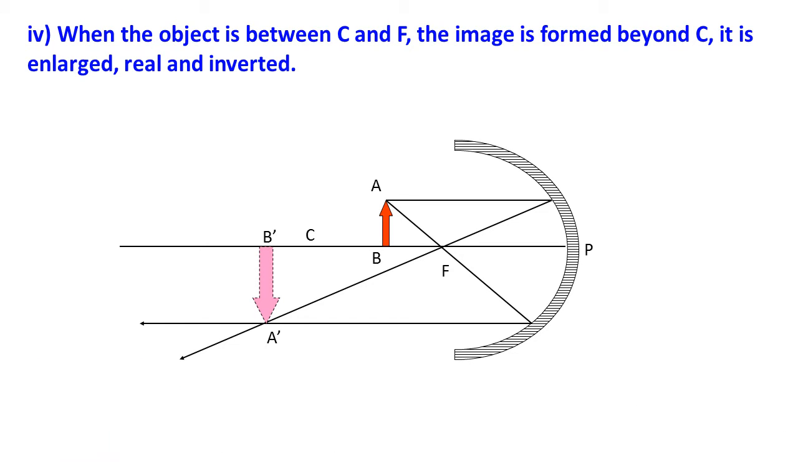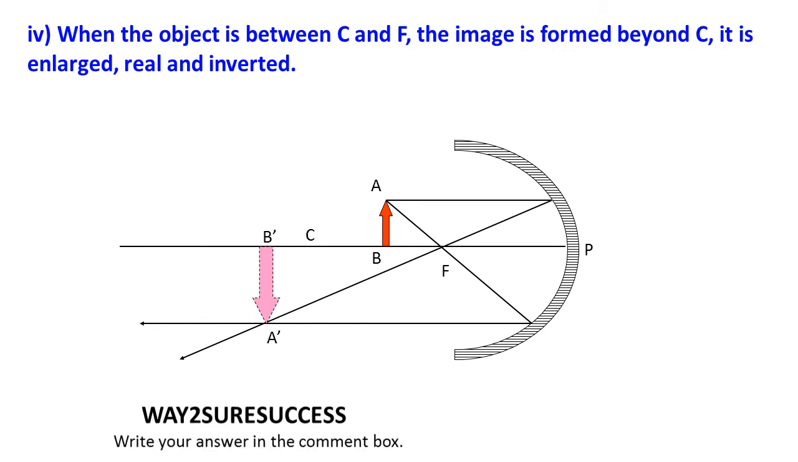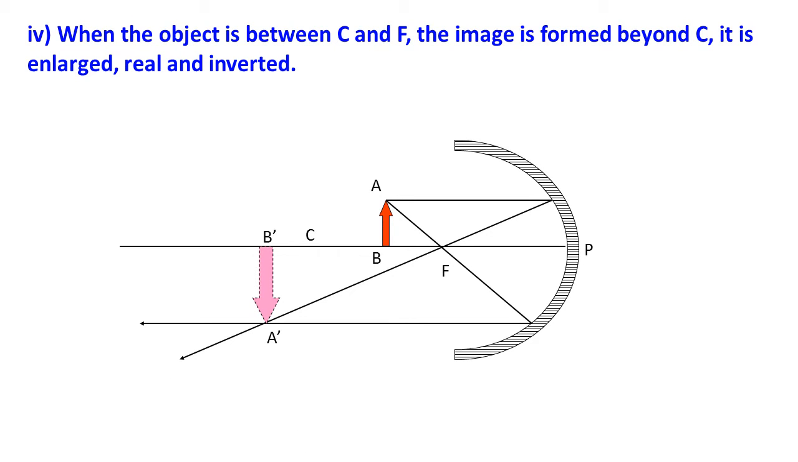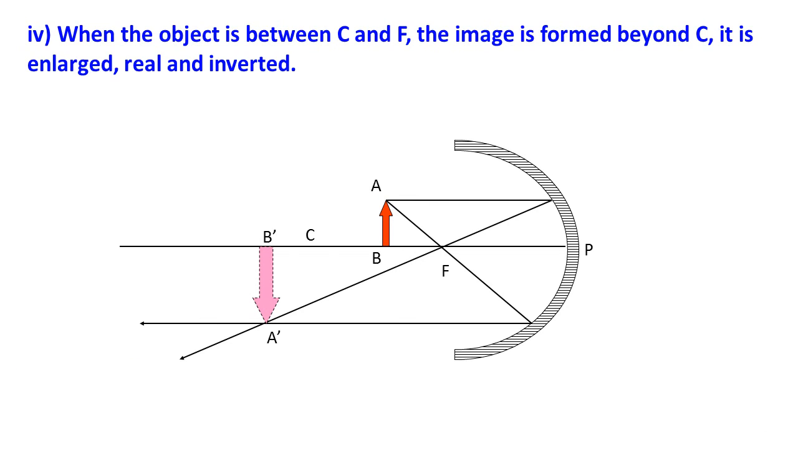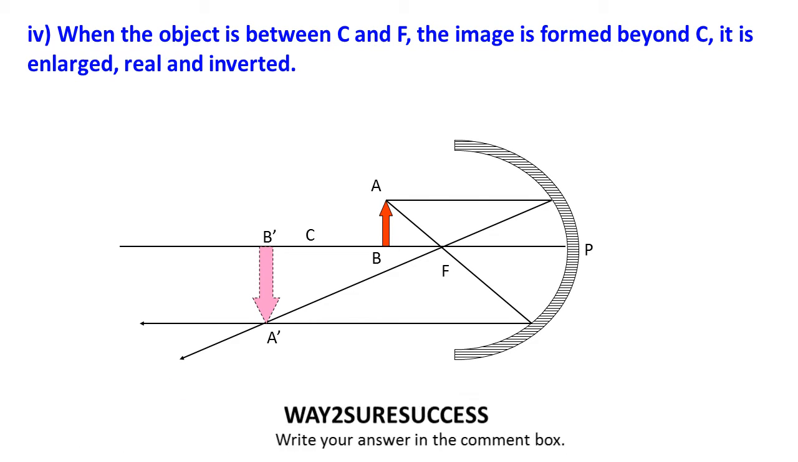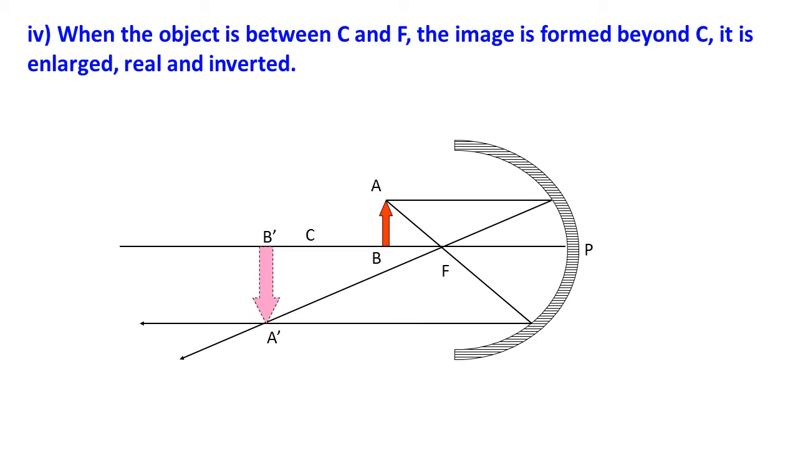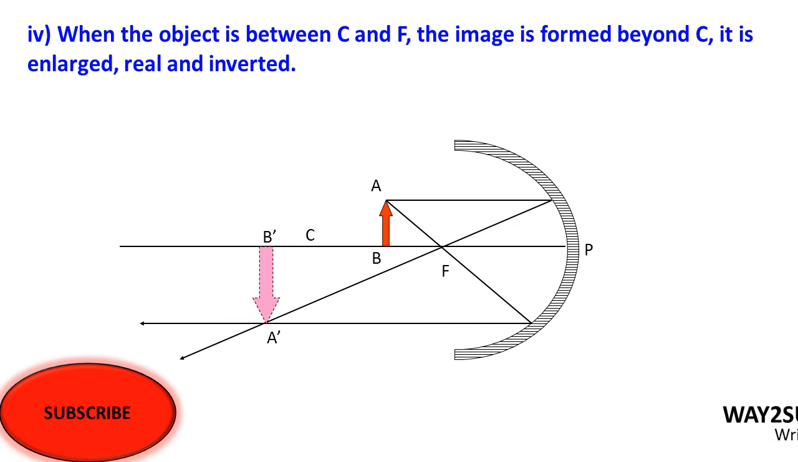Now here it is observed that the image formed is beyond the center of curvature. Secondly, it is larger than the size of the object, that is enlarged, and it is real as well as inverted, because the image is formed in the opposite direction, and it is formed in front of the mirror.